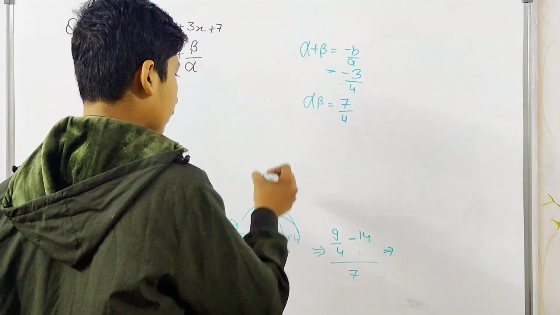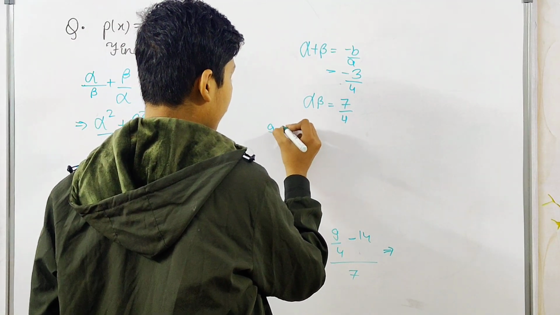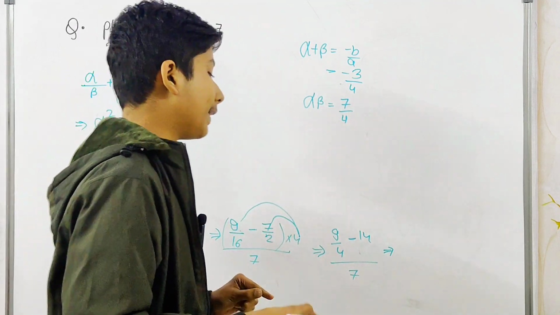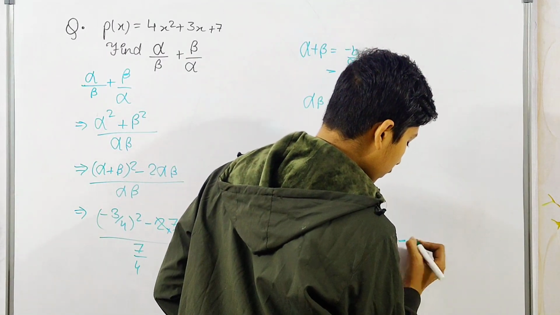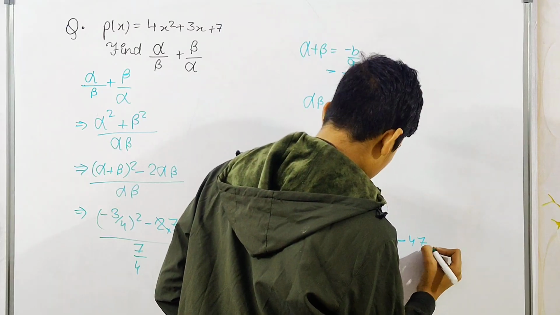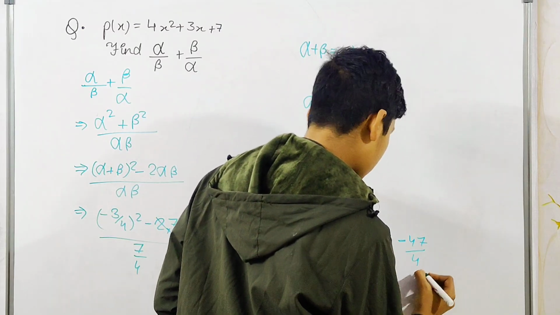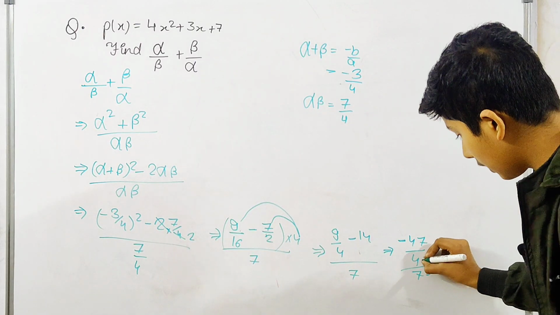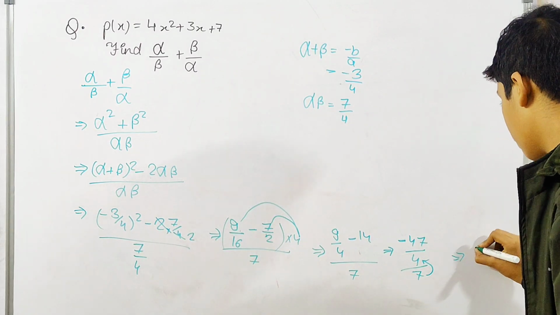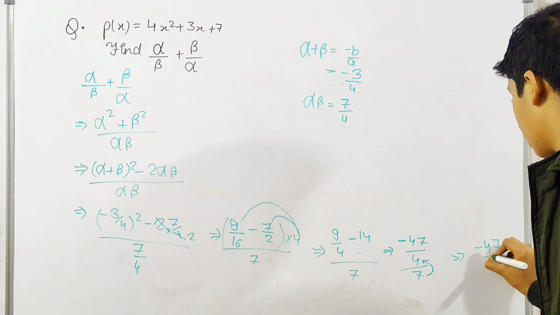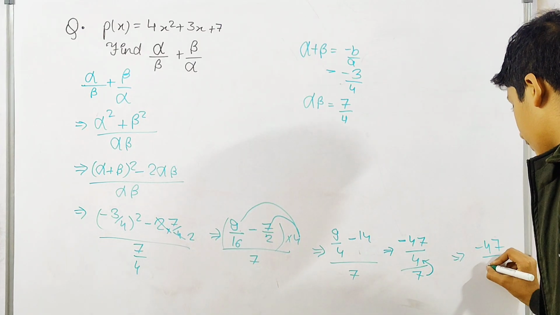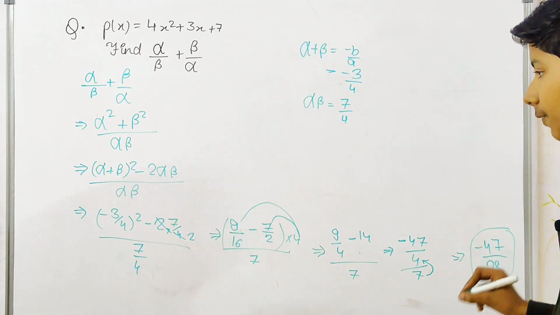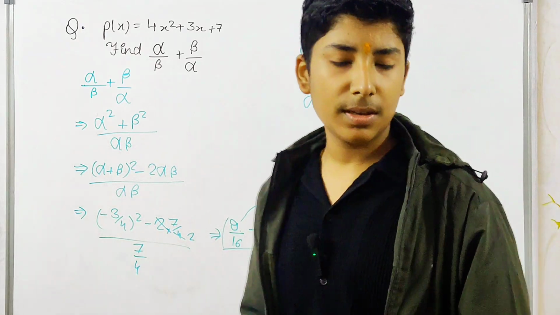So 9 minus 56, so it is minus 47 upon 4 again divided by 7. So this will go here and it will become minus 47 upon 7 fours are 28. This will be our final answer. I hope this is clear to you.